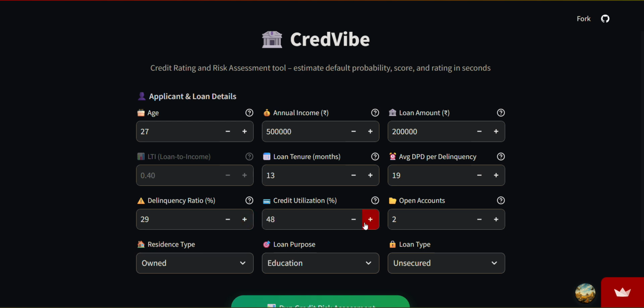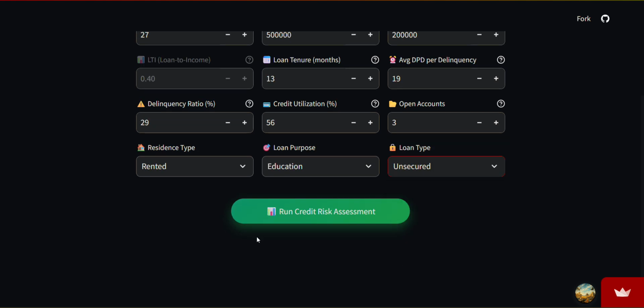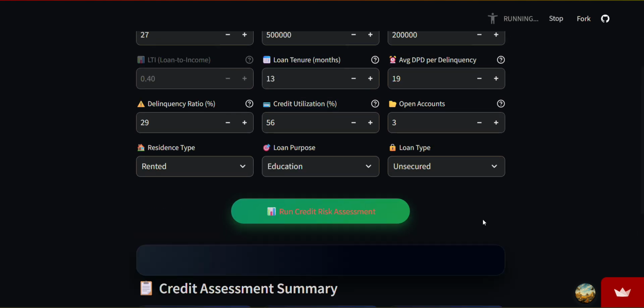Let's say that it is also a high figure at around 29, and the credit utilization ratio. Each person is assigned a credit limit based on their profile. So let's say that for this particular individual, he has already utilized 56% of his sanctioned credit quota. And let's say that he has three open accounts, and residence type, let's say, is rented, educational loan and unsecured. Let's look at what the prediction says.